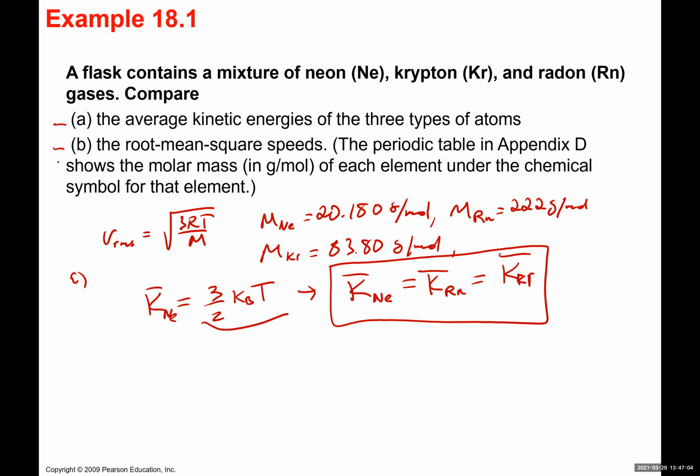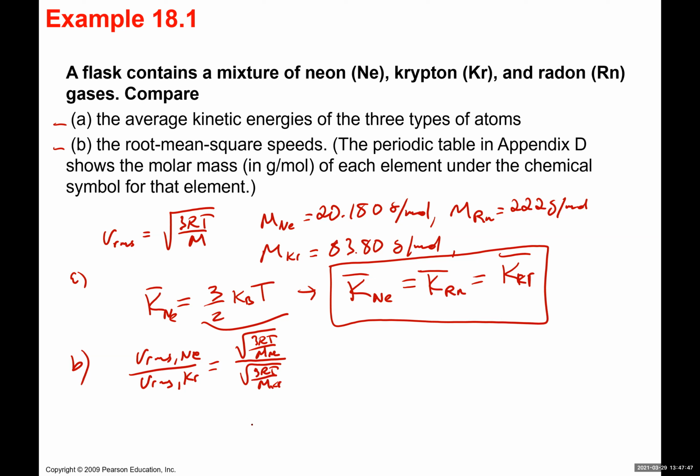Part B then says, all right, what are their root mean square speeds? What we can do here is calculate each one, what the speeds are. But then we can also do a ratio. So I can say VRMS for neon over the VRMS for the krypton. Because what I have here is the square root of 3RT over the molar mass of neon, over 3RT over the molar mass of the krypton.